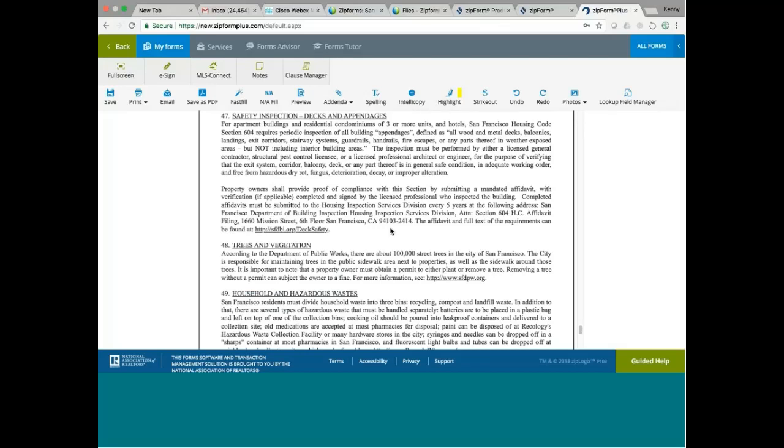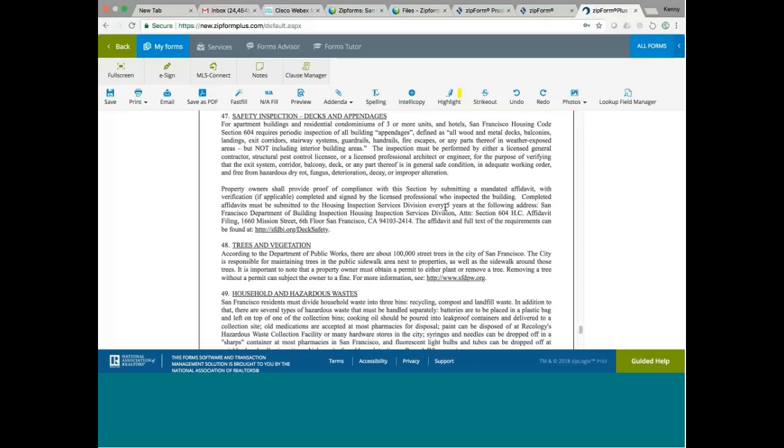And it says property owner shall submit proof of compliance with this section by submitting a mandated affidavit completed and signed by the licensed professional who inspected the building. Okay? Completed affidavits must be submitted to the Housing Inspection Services Division every 5 years. So every 5 years they have to do the inspection whether the property is for sale or not.